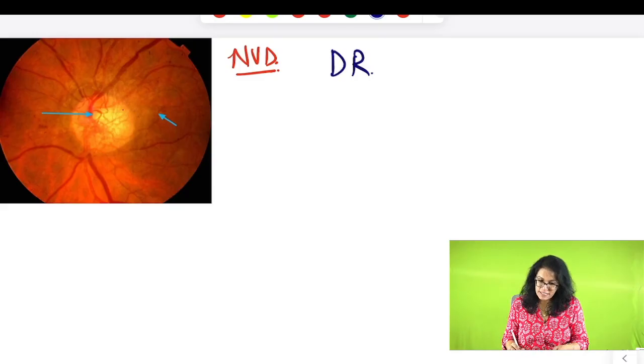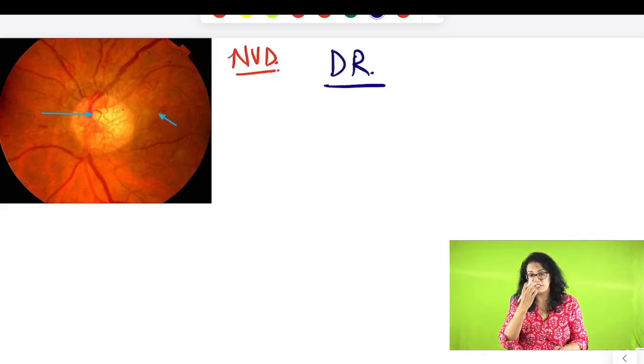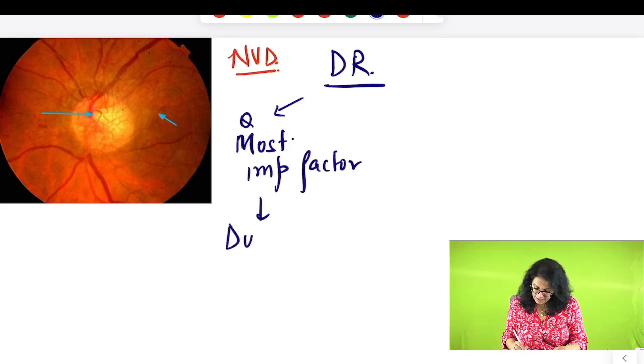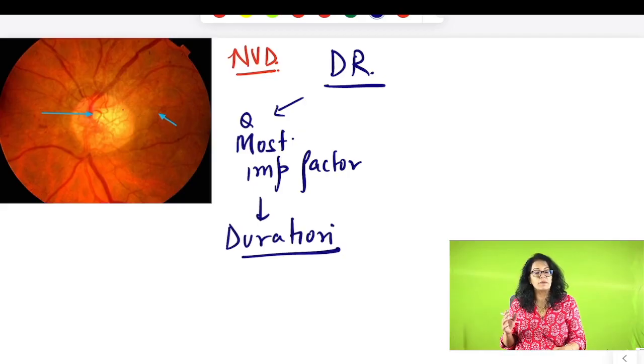If you talk about diabetic retinopathy, what are the questions? First of all, what is the most important factor for occurrence of retinopathy in a diabetic patient? So, who are the patients who will get the retinopathy? The most important factor, as you all know, is the duration of diabetes, right? This is most important. So if a patient is diabetic for a longer duration, around 20 to 30 years, then even if he's controlling his blood sugar, he can get retinopathy.